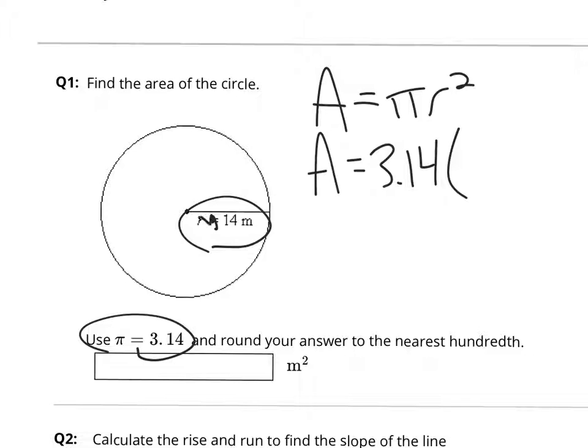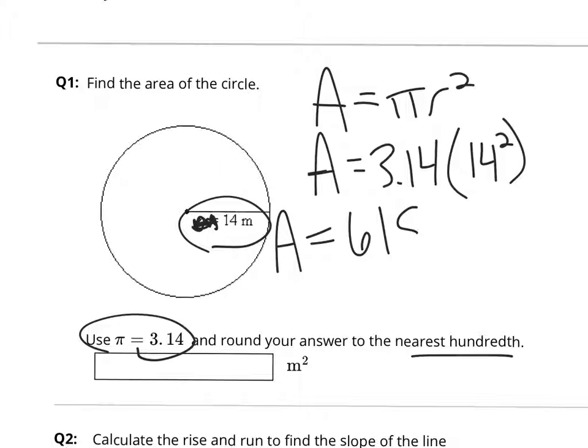They would not have had to put r equals there, by the way. Okay, don't expect them to do that for us all the time. So we're doing basically 3.14 times 14 squared. They want us to round it to the nearest hundredth. So it should be 615 and 44 hundredths square meters, because we're doing area.